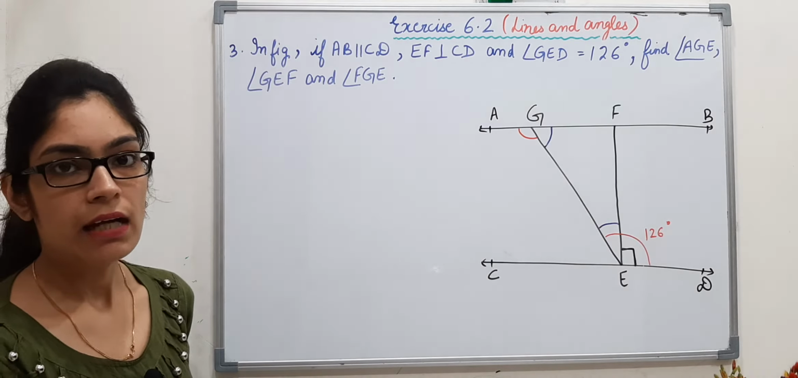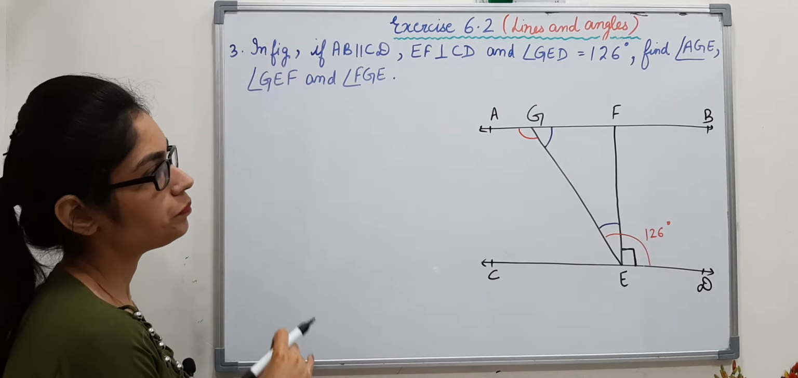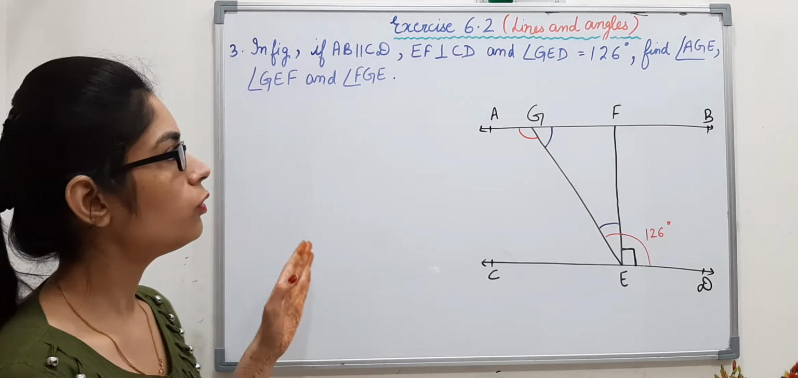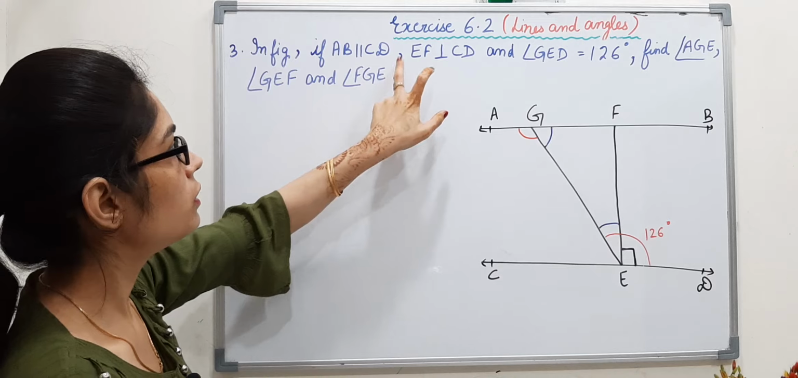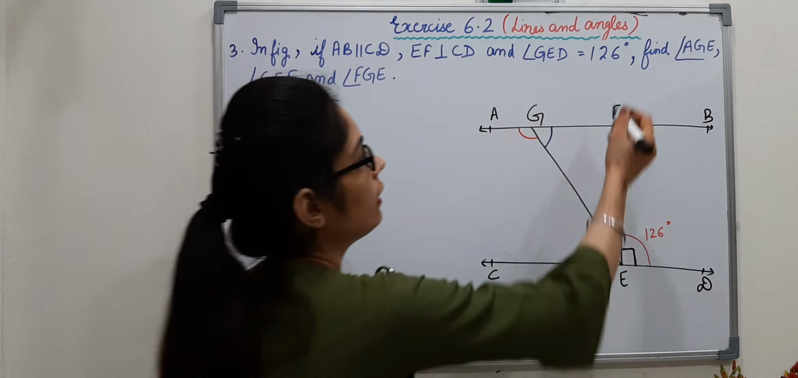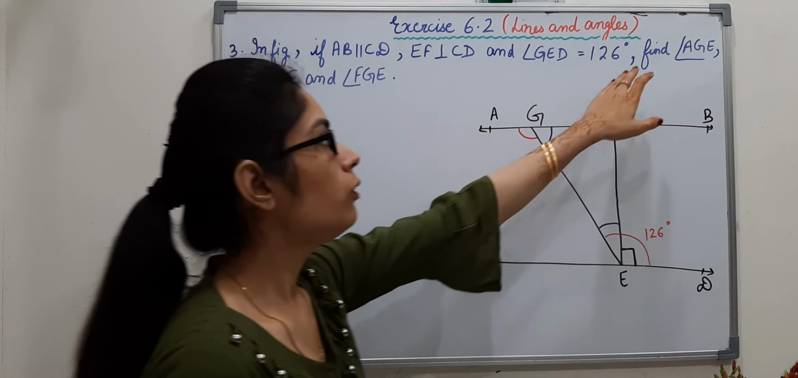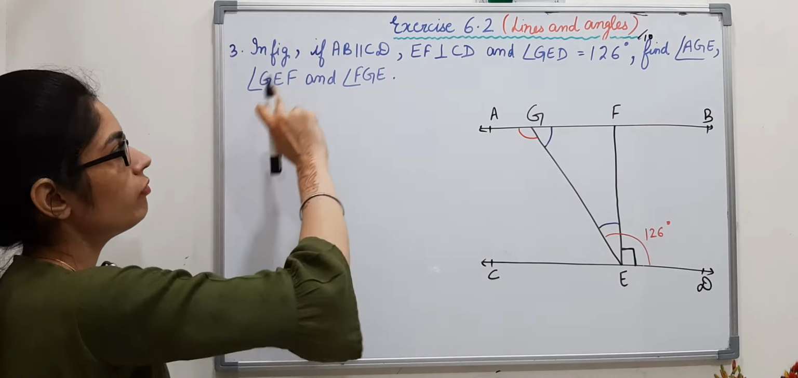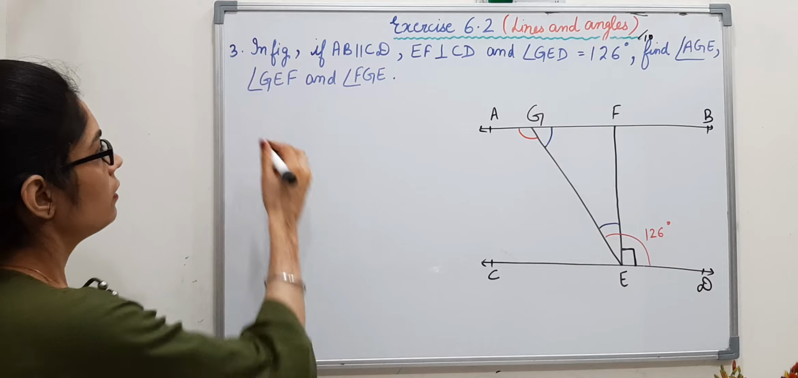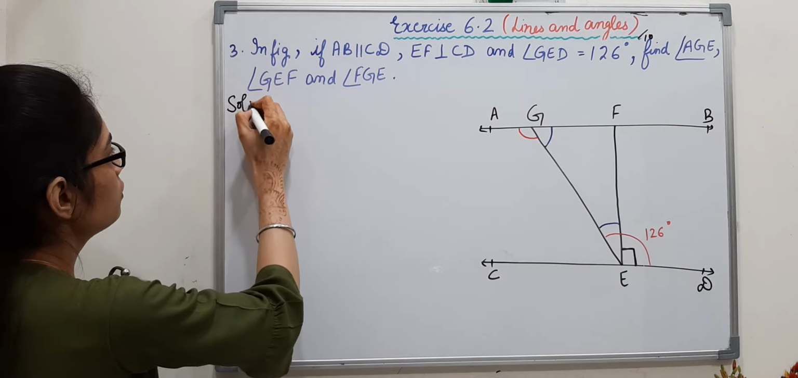So we will start in the same way like we were doing earlier. First of all, we have to mention the given things. So in given you can mention AB is parallel to CD and these things you can mention till here. Then to find, we can mention this step to find angle AGE, angle GEF and angle FGE. Then directly I am going to start from the solution.